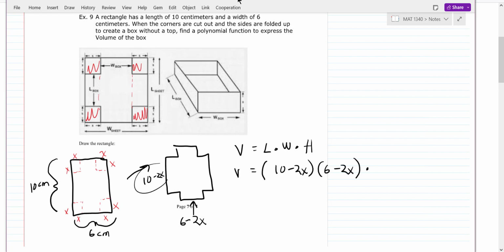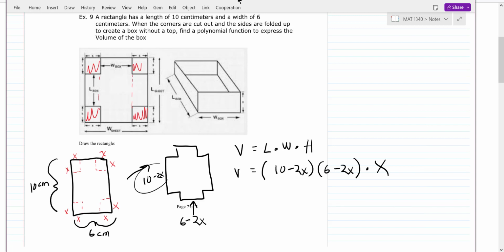And the height, what do you think the height would be? Now look at the box. I mean, I fold that up, so how tall would it be? Any idea on that? That'd be x. It's x tall. Because this piece right here is x, and that folds up like that. So x is your height right there. Okay? And then we got that. Now we're going to multiply that out. Okay? You'll see one of these problems like this on WebWork.